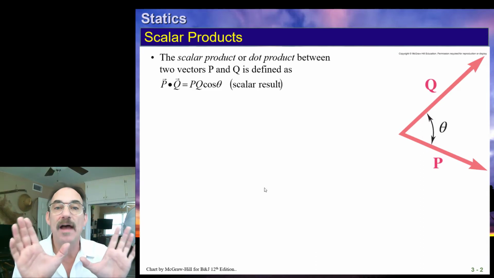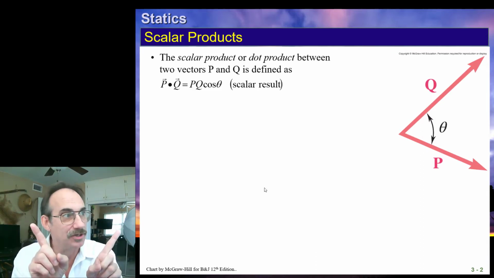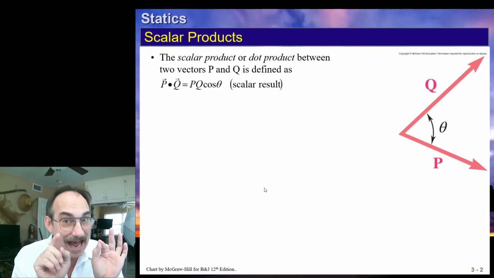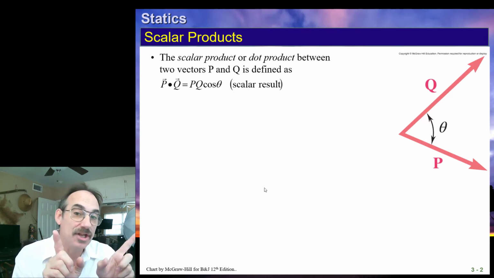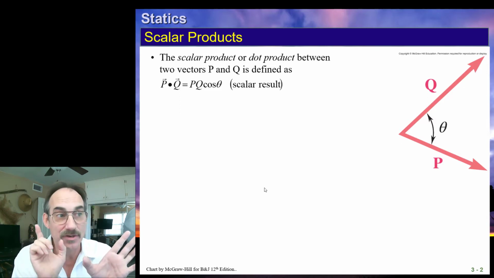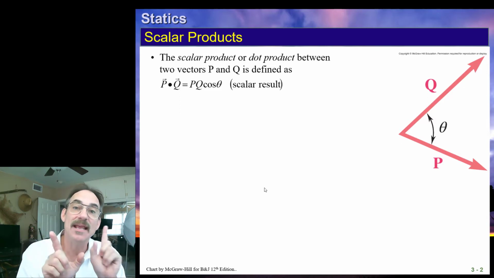Okay, so if we have two vectors, P and Q, vectors have magnitude and direction. And if we take the scalar product, which is the dot product, which is P dot Q, we can do Q dot P or P dot Q. Let's focus on P dot Q. We've got two vectors, and we're dotting P with Q.